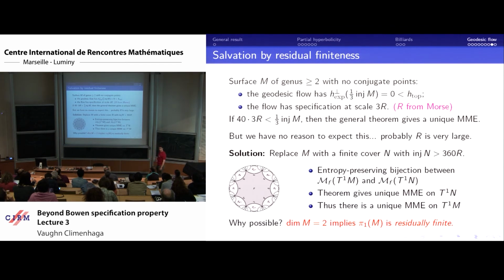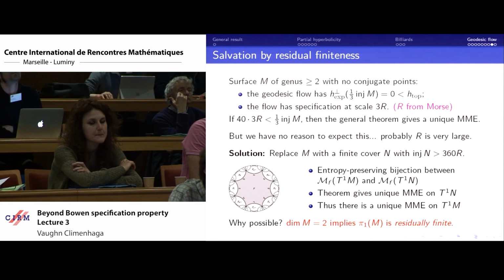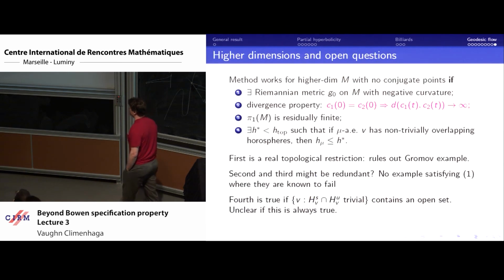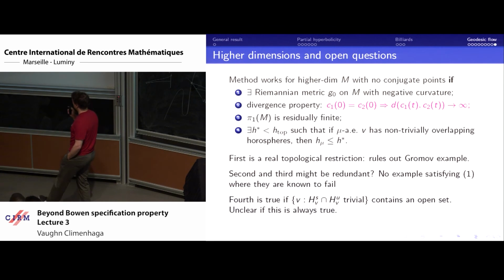And so we are saved by a property called residual finiteness, which applies to the fundamental group of any 2-dimensional manifold, and says that you can take a finite cover with an arbitrarily large injectivity radius. In particular, you can take its injectivity radius to be larger than what you need to apply the theorem. And because it's a finite cover, there's an entropy-preserving bijection between the spaces of invariant measures. And so your unique MME upstairs gives you a unique MME downstairs. And that's it. So there's some extension to higher dimensions, but it requires various assumptions.